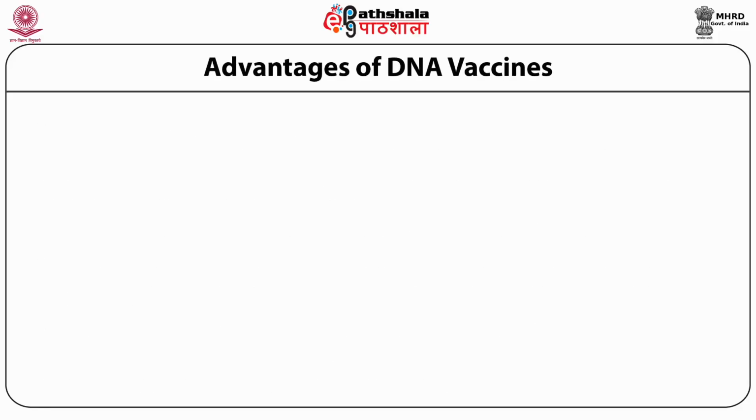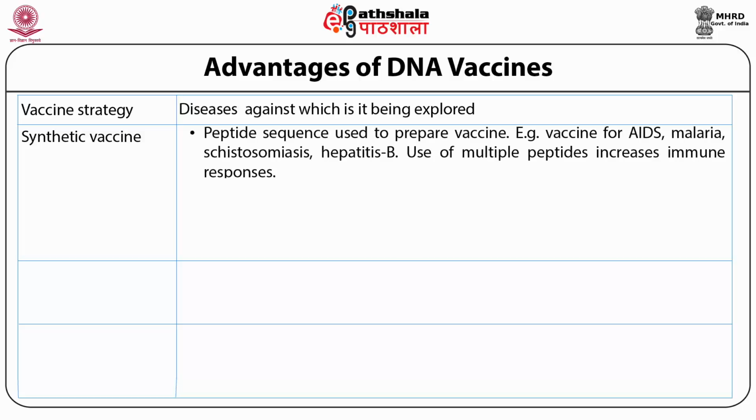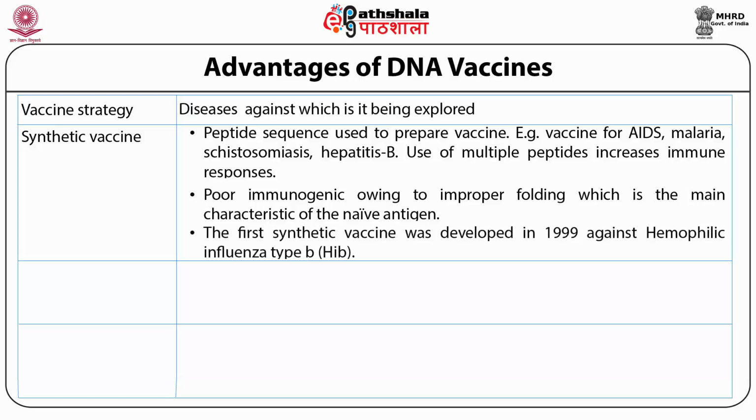Now this slide shows a table on the different vaccine strategies and the diseases against which they have been explored. Number 1, synthetic vaccines. Diseases explored are AIDS, malaria, schistosomiasis and hepatitis B, where peptide sequences are used to prepare the vaccine, and the use of multiple peptides increases the immune responses observed. It has poor immunogenicity owing to improper folding, which is the main characteristic of the naive antigen. The first synthetic vaccine was developed in 1999 against Haemophilus influenzae type B.